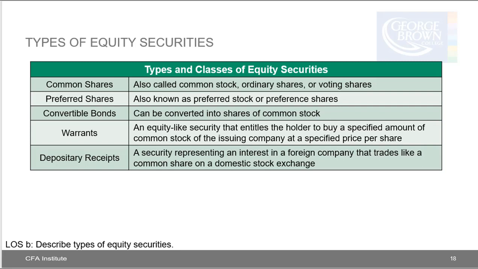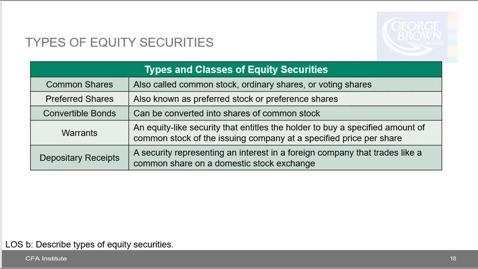Another type of equity security is preferred shares, also known as preferred stocks or preference shares. And convertible bonds can be converted into shares of common stock. In this chapter, we're also going to look at warrants, which are an equity-like security that entitles the holder to buy a specified amount of common stock of the issuing company at a specified price per share. And a warrant is an example of a security that does not have an infinite life. It would have a maturity date on it.